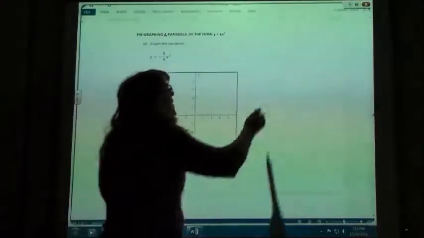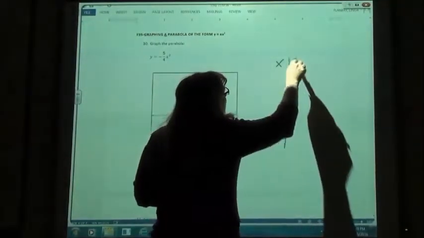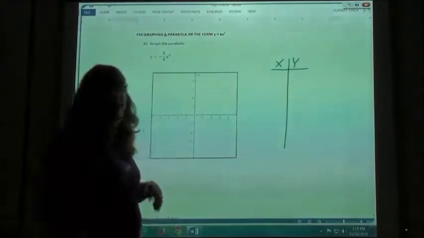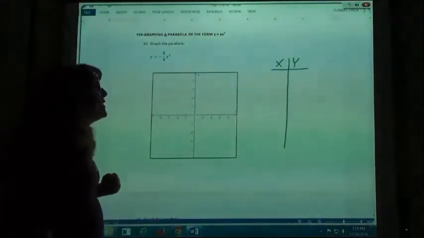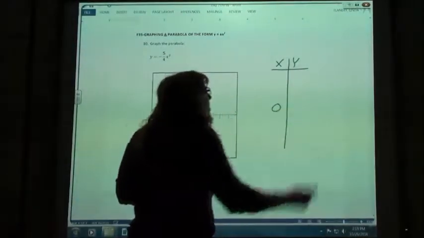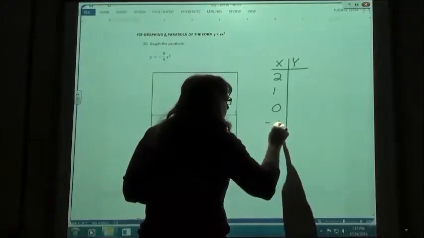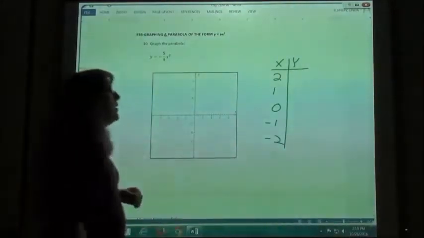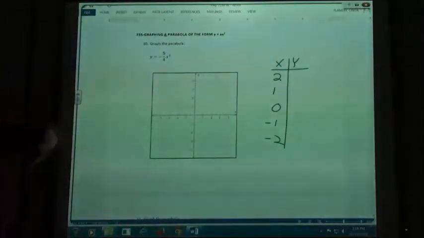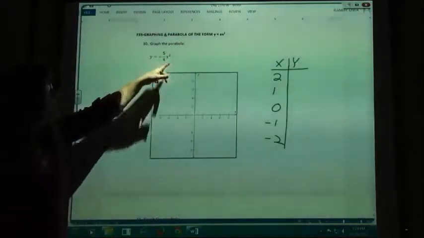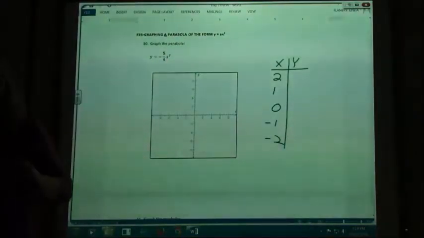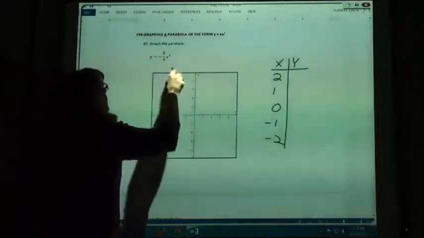So in this case, I'm going to make a table, and it's going to tell me to plot the vertex and then 2 points on each side of the vertex. My vertex is going to be when x is 0 since I have no shift. So when I graph, I'm going to do 2, 1, 0, -1, and -2. Basically, all I'm going to do is plug those 5 values in for my x, solve it, plot my 5 points.